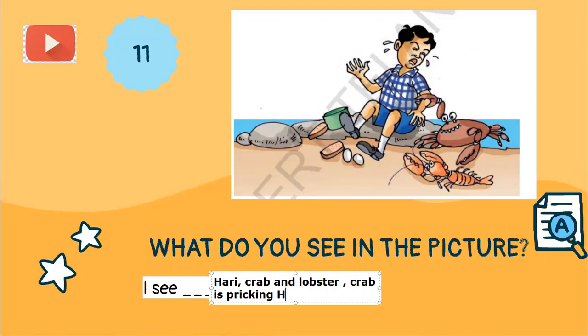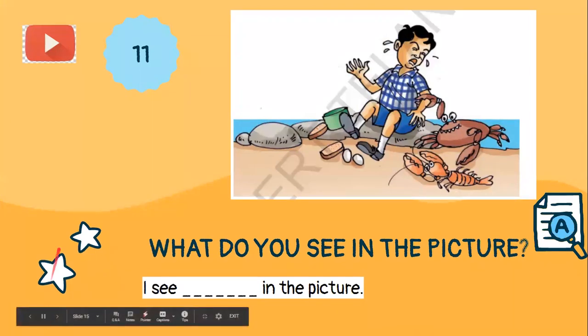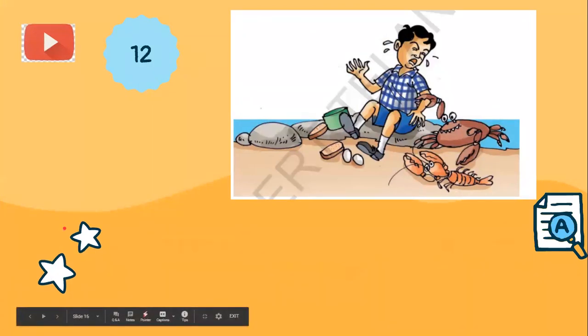Crab is pricking Hari with its, what is that? Pincers. Okay, with its pincers. The crab is pricking Hari with its pincers, and Hari is feeling very afraid or sad. Now let us see the next question. Warriors, write this answer in your own words in your notebook and send me the picture on WhatsApp.